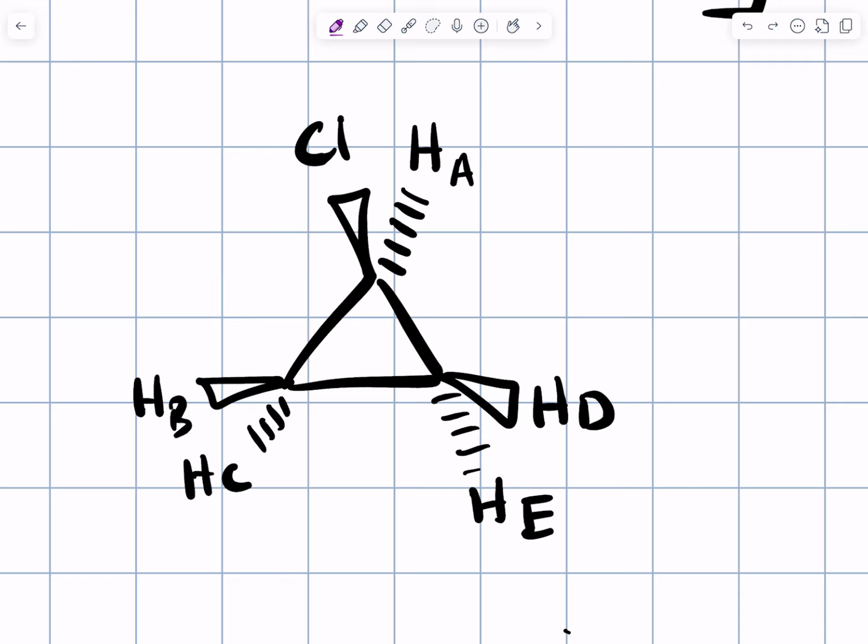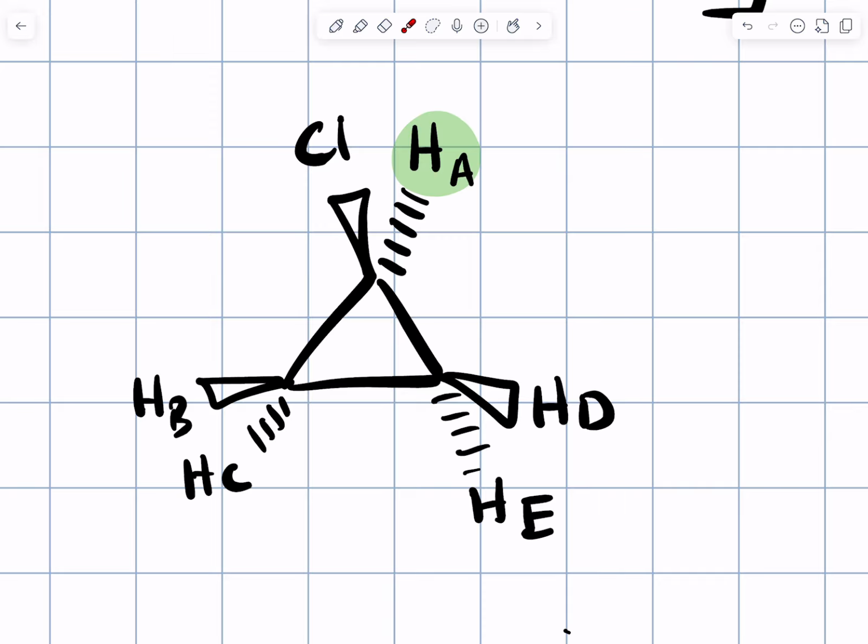How many protons do I have? How many different kinds of protons do I have in chlorocyclopropane? Some of you are saying, I'm seeing 5, I'm seeing 7. No, nobody's doing 7. Okay. Clearly HA is its own thing. What about HB and HC? Are they the same or are they different? They are different because HB is cis to the chloro and HC is trans to the chloro.